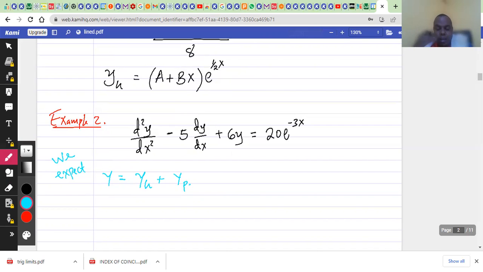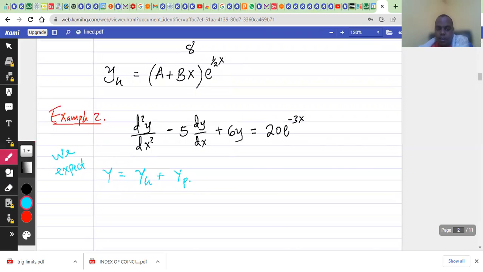You said there were going to be some initial conditions. Have you got any? The initial conditions that we have here: y of 0 is 5, and y prime of 0 is 3. Okay, those are the initial conditions.